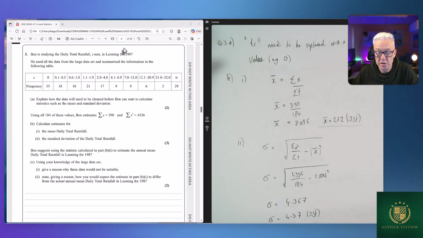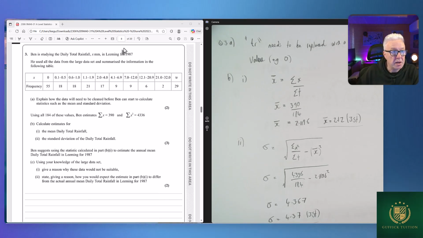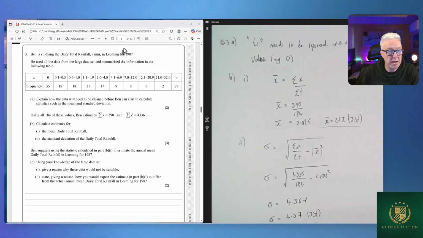Hi everyone, this is question 3 from A-Level Statistics 2023. So Edexcel. It says, Ben is studying the daily total rainfall X millimeters in Liming for 1987. He used all the data from the large data set and summarized the information in the following table.